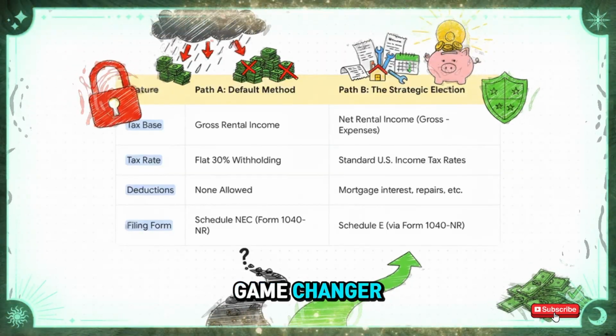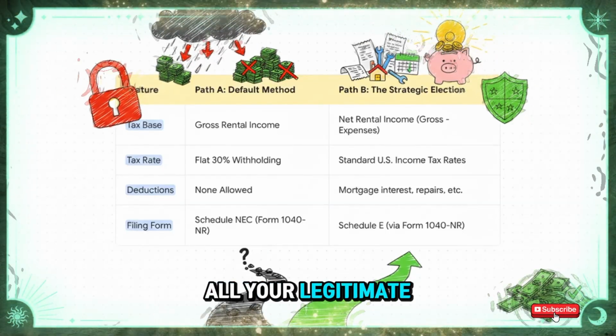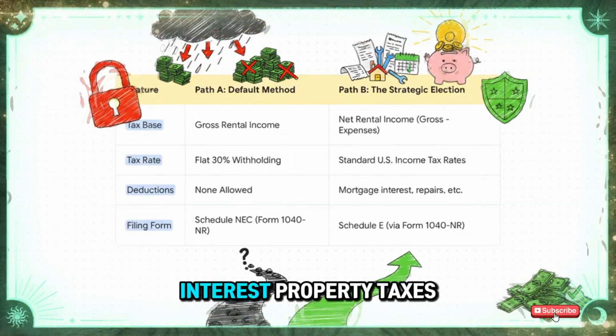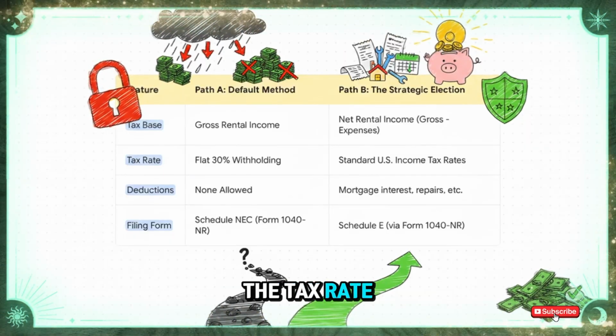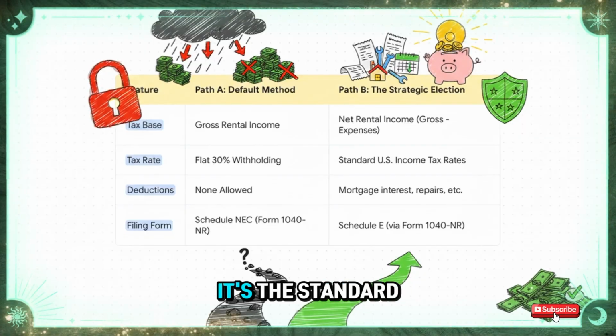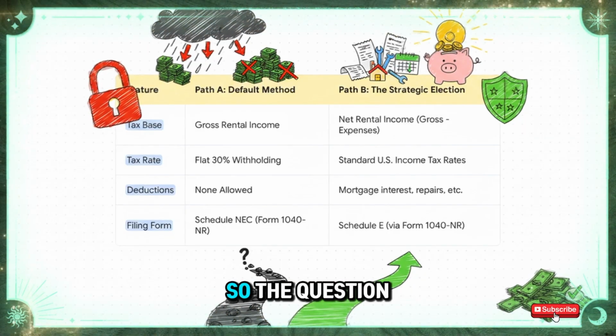This is a game changer. Here, you're taxed on your net income. You know, after you subtract all your legitimate expenses. We're talking mortgage interest, property taxes, repairs, even depreciation. And the tax rate? It's not that flat 30% anymore. It's the standard, often much lower US income tax rates. So the question is simple.